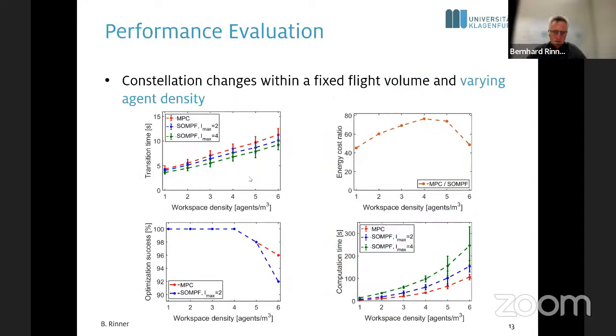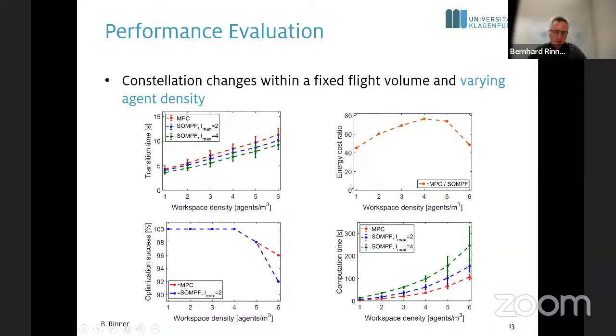Okay, just a quick look at some of our results. So we have done this in simulation, and we have also implemented them as you've seen in the video. And we compared this with the standard model-based model predictive control, and in red, blue and green are two versions of our implementation. When it comes to the transition time, it's very clear that our approaches are superior to the model predictive control, which is indicated here on the top left. On the top right, you see the ratio of the energy reduction of the model predictive control and our approach.